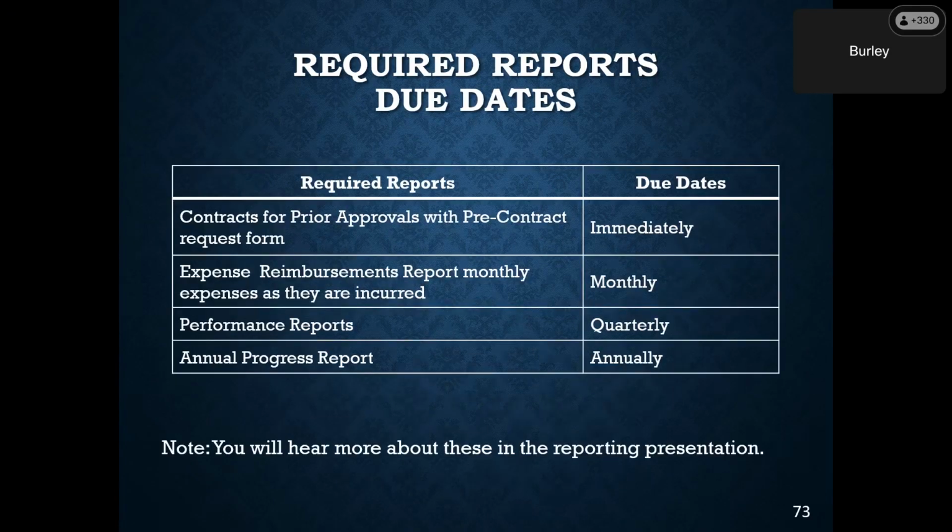Listed are required reports and due dates for all subrecipients. Please note, the notice of grant implementation and initial sub-grant award report are due immediately after your grant is open. Again, please note that the notice of grant implementation and the initial sub-grant award report are due immediately after your grant is open. Expense reimbursements are due monthly once the expense has been incurred.